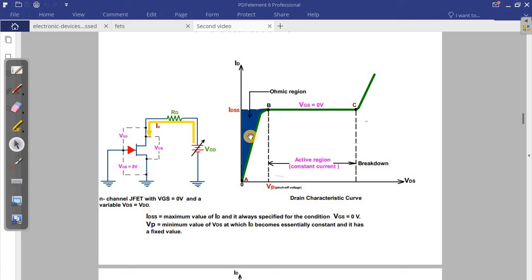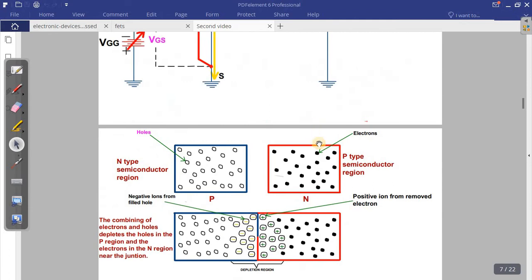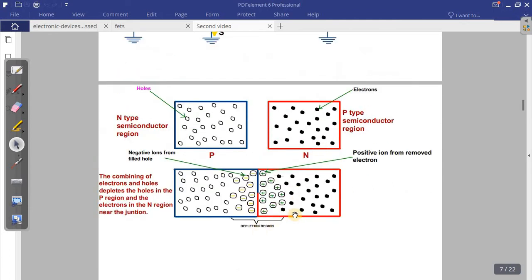At point C you can see the curve changes, the curve increases again. Now ID increases rapidly. This happens in the breakdown region, with the depletion region that we talked about last time in the video, where the P and N channel get formed. So the positive ions and the negative ions form the depletion region.